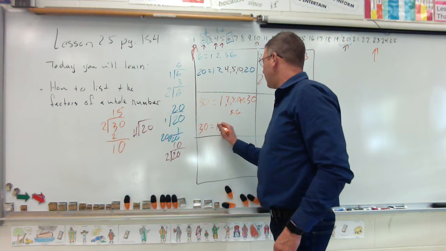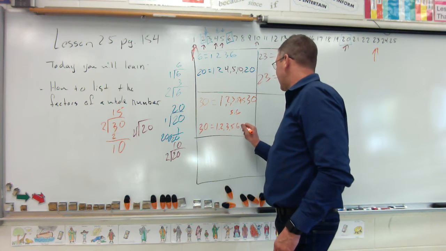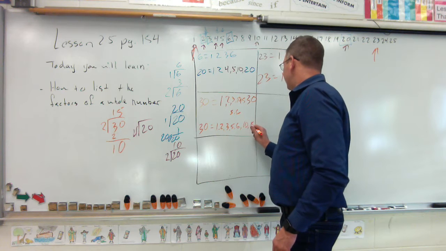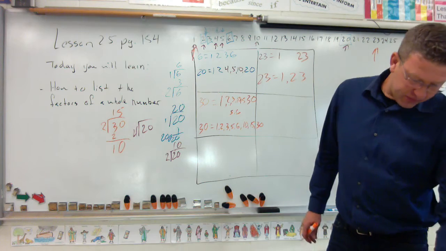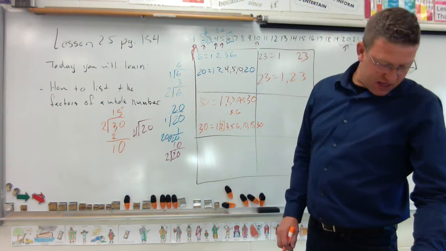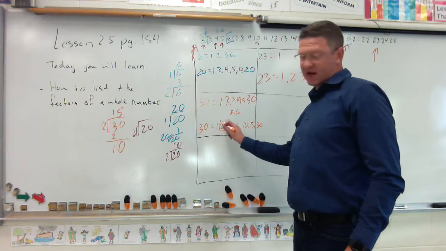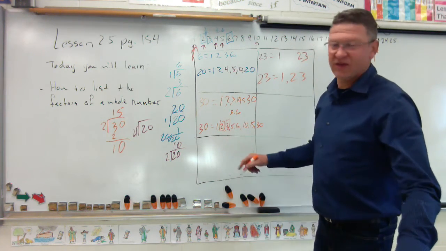30 equals 1, comma, 2, comma, 3, comma, 5, comma, 6, comma, 10, comma, 15, comma, and 30. Now I can answer my question. Is 2 a factor? Yes. Is 3 a factor? Yes. Is 4 a factor? No. Is 5 a factor?